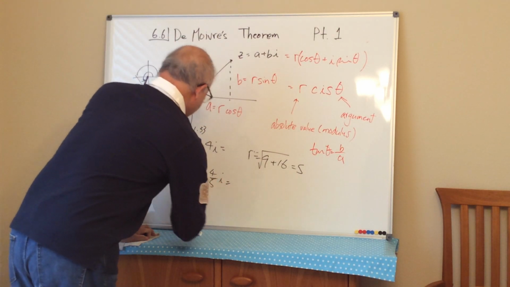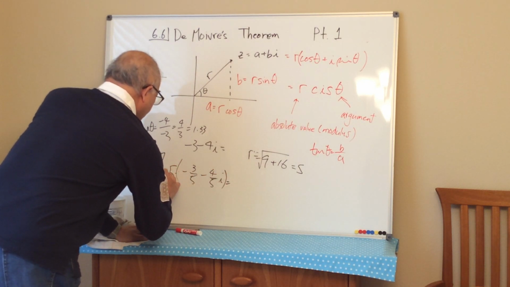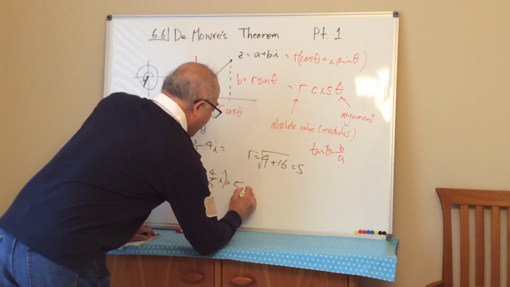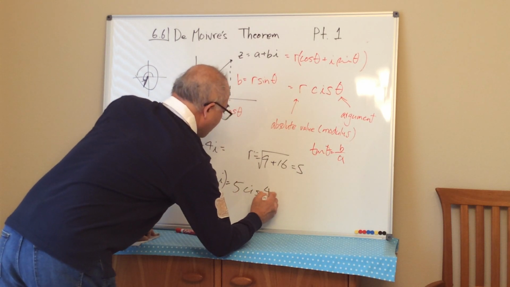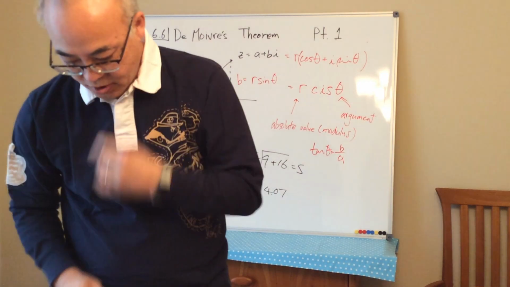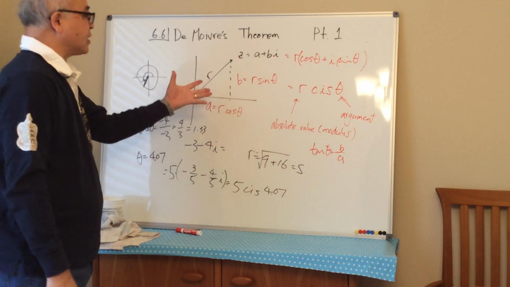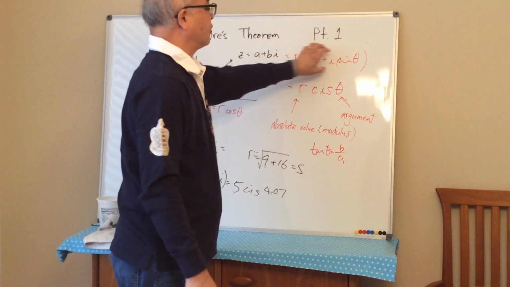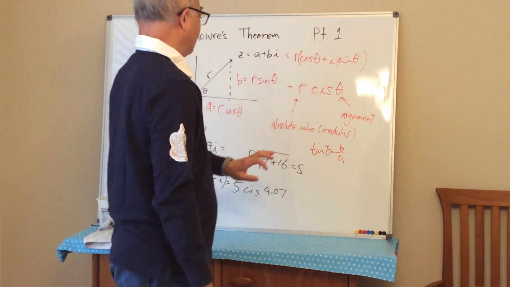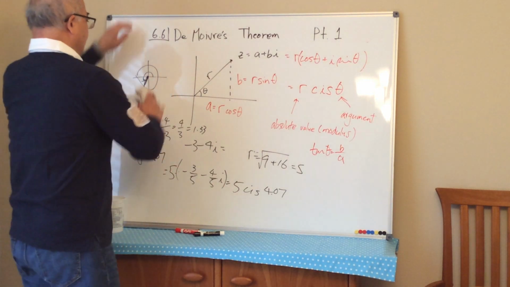So this is going to be actually, I'm missing the 5 here. So I get 5 CIS 4.07. Okay? So that's it. It's kind of interesting that we can change this guy to look like that. But what's the whole point in this? Why do we do this?